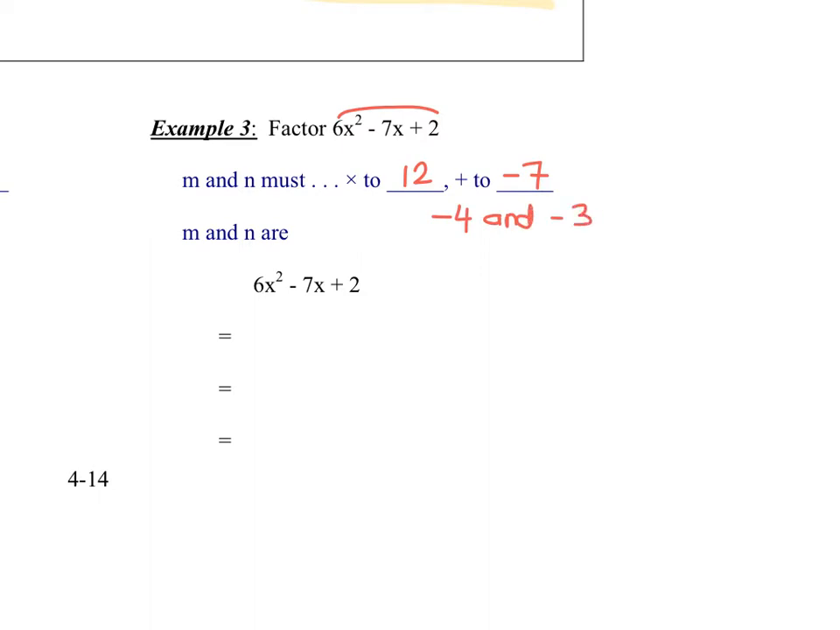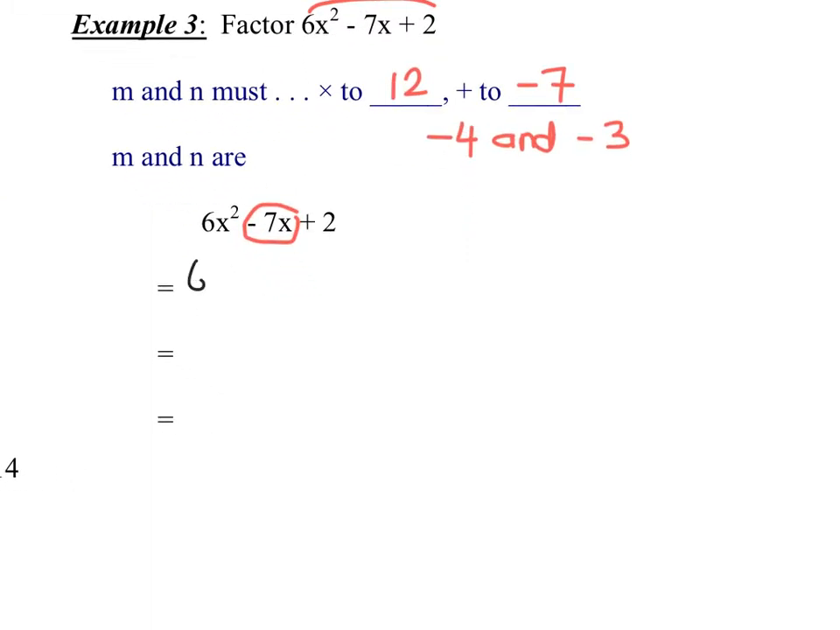So that's what I'm going to break down this negative 7x into. So I'm going to write 6x squared minus 4x minus 3x plus 2. If you wanted to write minus 3x and then minus 4x, perfectly fine. Pair them up and common factor. So between 6 and 4, I can take out a 2. Between x squared and x, just an x.